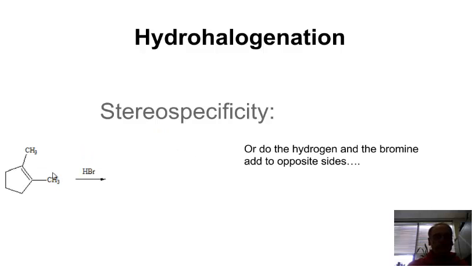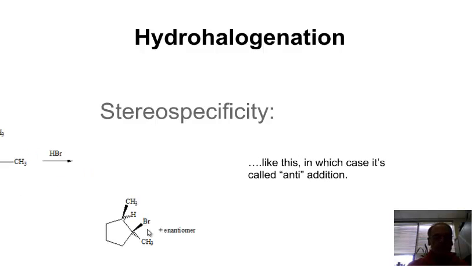Or do the hydrogen and the bromine add on opposite sides? So one hydrogen adding on the top and one bromine adding on the bottom, or vice versa. If so, this would be our product. Notice the hydrogen is pointing down on this carbon, and the bromine is pointing up on this carbon, so the hydrogen must have added to the bottom, and the bromine must have added to the top. That forces this methyl group up, and that methyl group down. This is what's called an anti-addition. If the hydrogen and the bromine add on opposite sides, that's called anti-addition. If the hydrogen and bromine add on the same side, either the bottom or the top, that's called syn addition.